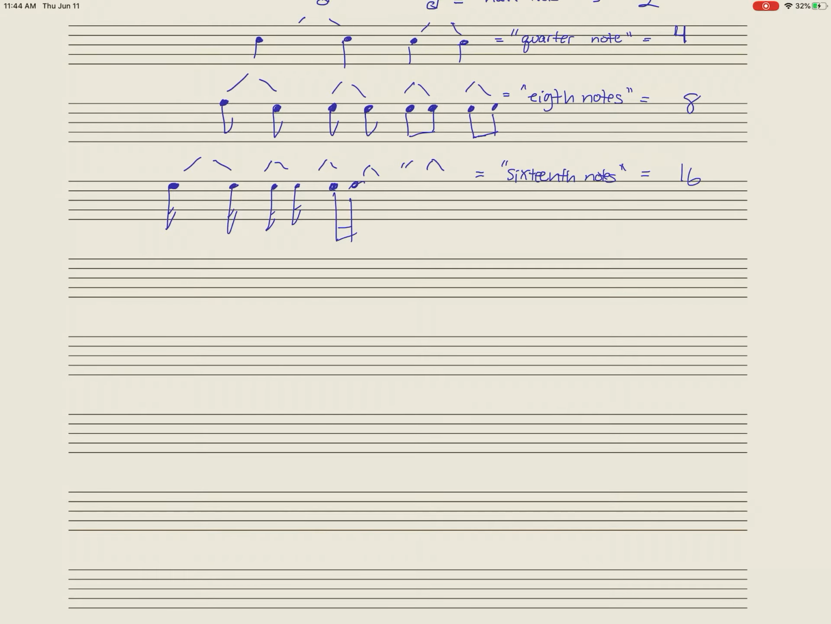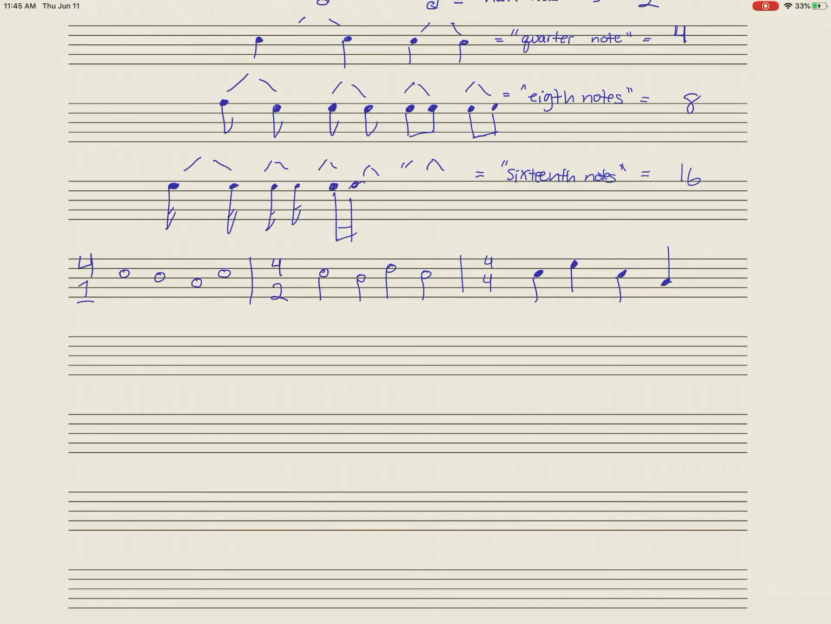So we could have a measure that is 4-1, right? Like I said before. And this would mean that there are 4 whole notes in a measure. Boom. That's a measure. We could have a measure that's 4-2. That would mean there are 4 half notes in a measure. You could have a measure that's 4-4. This is what we're used to seeing, okay? This has become very, very common, the most common time signature to use, honestly.